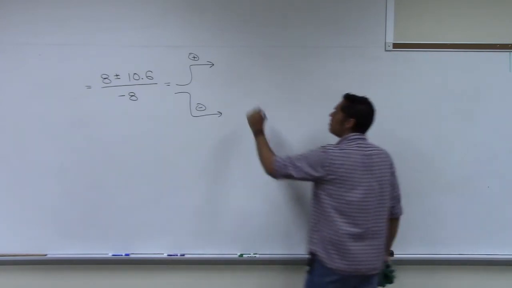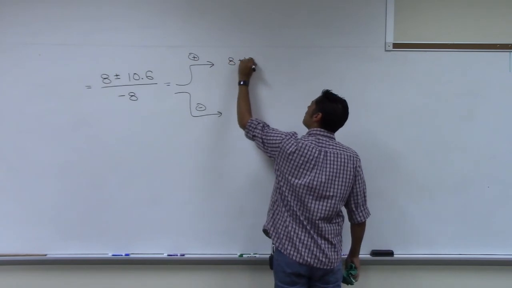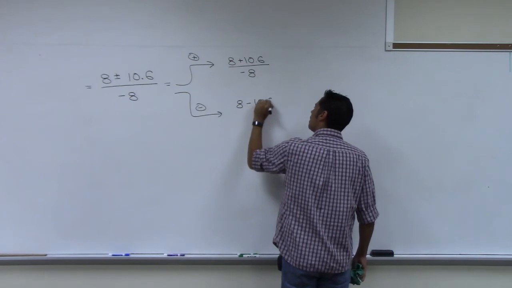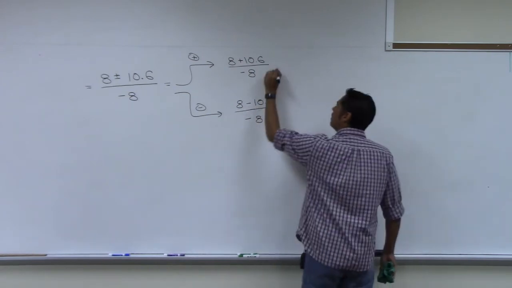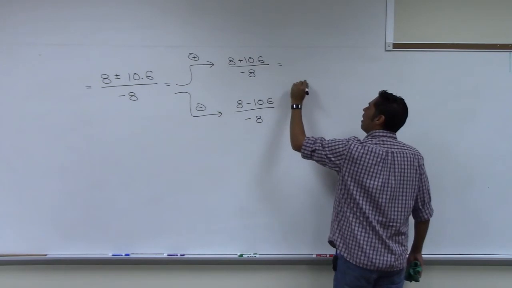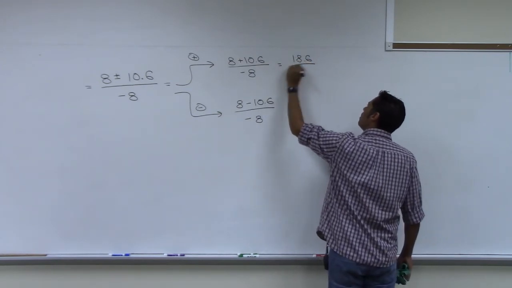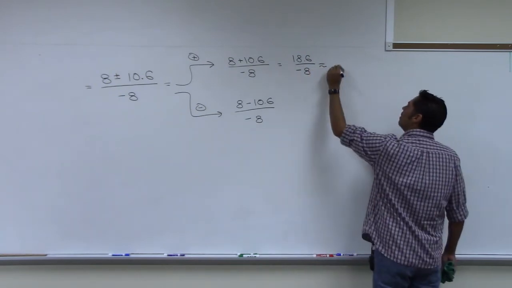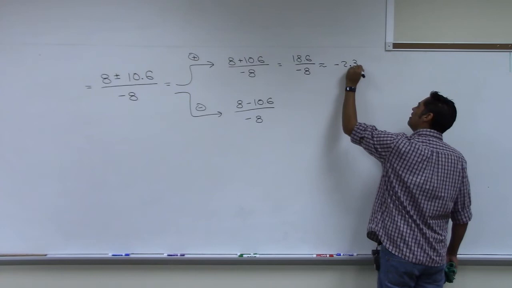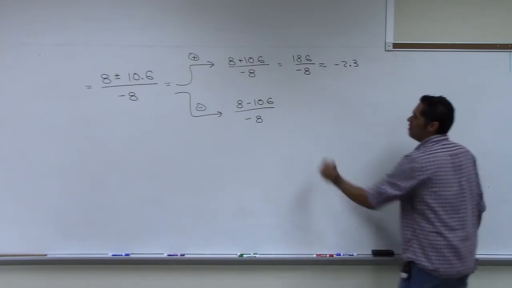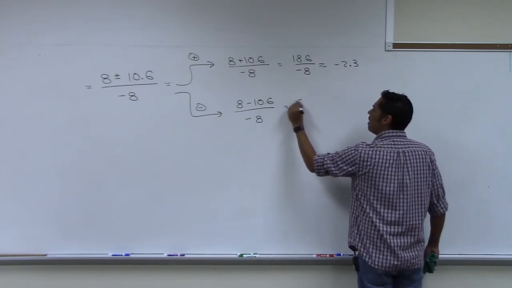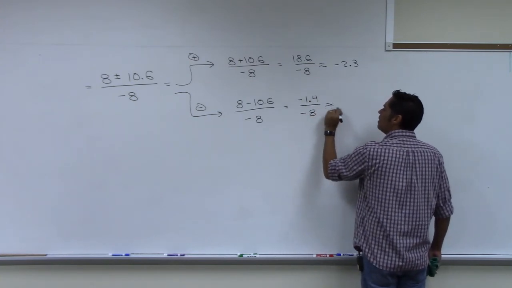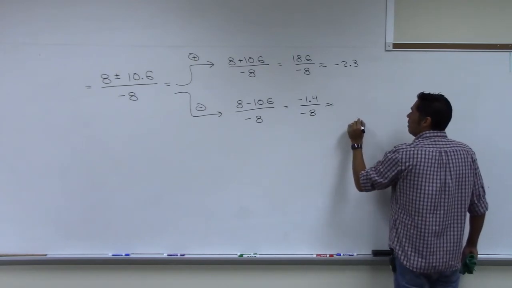I'm going to do 8 plus 10.6 over negative 8, and then this one's going to be 8 minus 10.6 over negative 8. So when I add that up on top, I get 18.6 divided by negative 8. Who's got that for me? Negative 2.32? 2.3, good enough. All right, this one, when we subtract, we should get negative 1.4 over negative 8. That's approximately what?